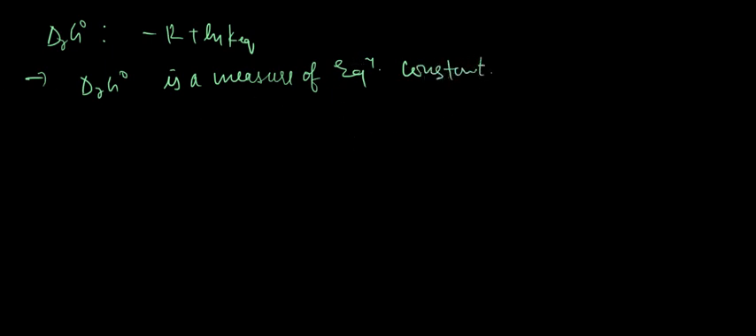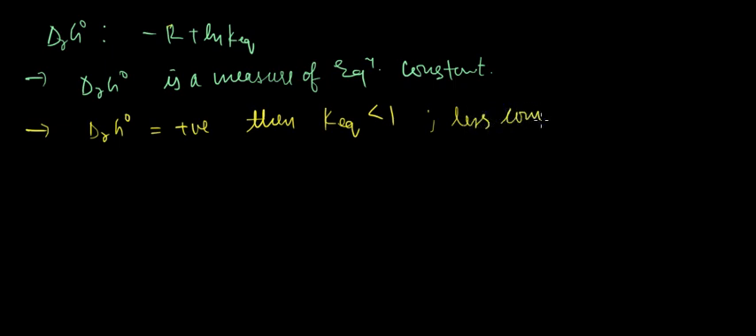Okay, and if delta Rg naught is positive, then K equivalent is less than 1, which means that we have a less conversion of reactants into products. So if delta Rg naught is positive, then K equivalent is less than 1. This means less conversion of reactants into products.